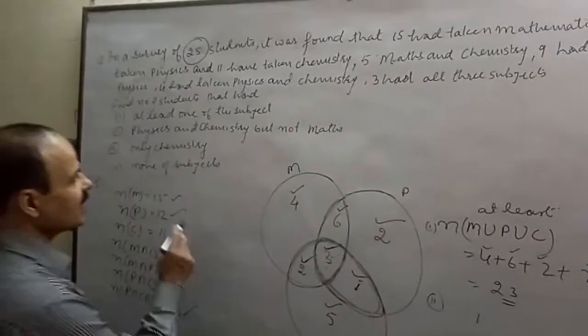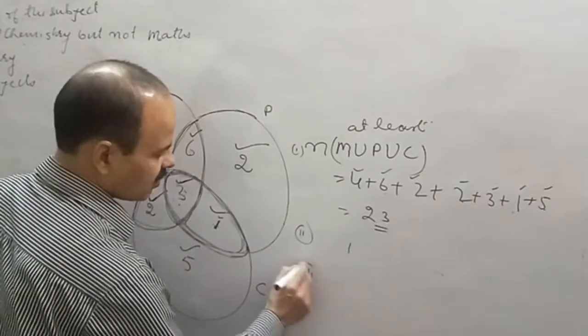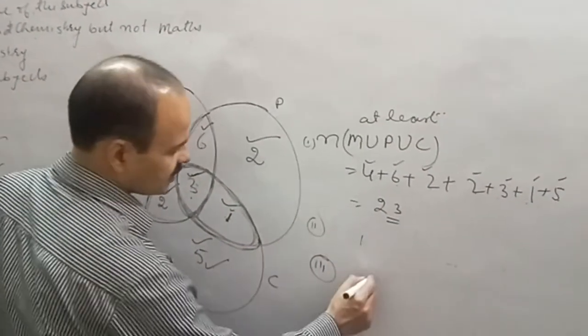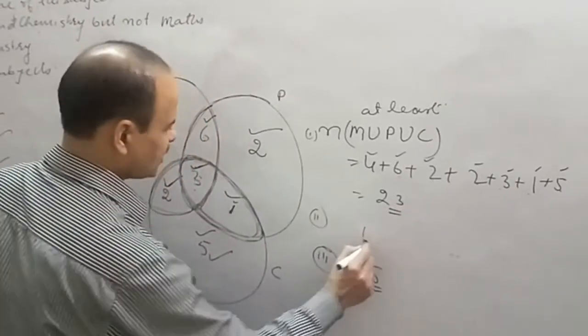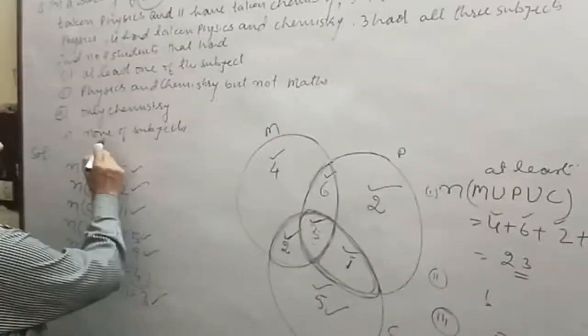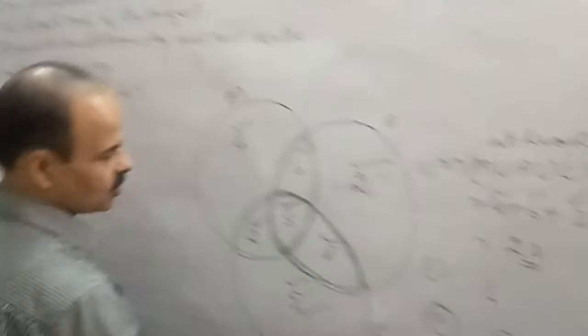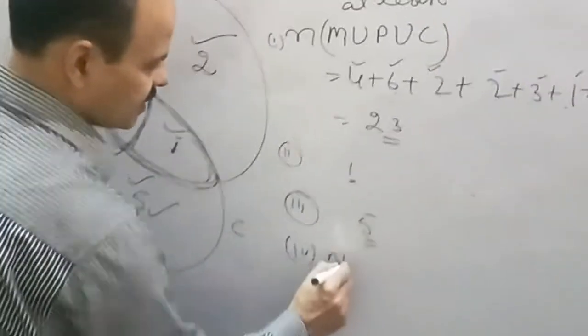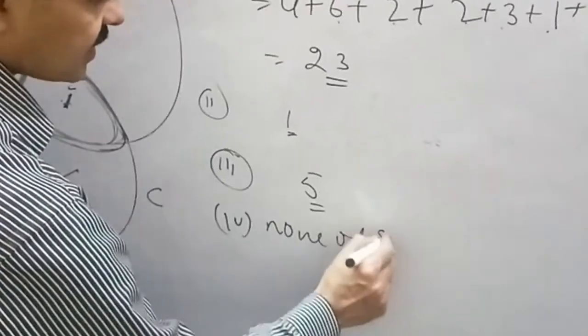Third part, only chemistry. Third part only chemistry is 5. So that answer will be 5. And fourth, none of the subjects. Fourth one is none of the subjects.